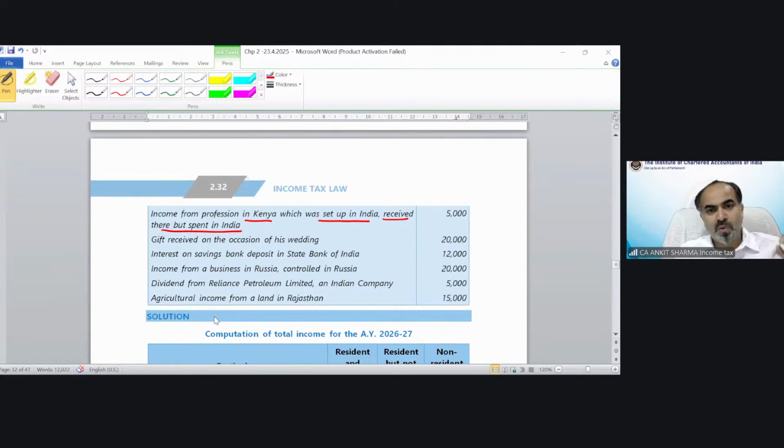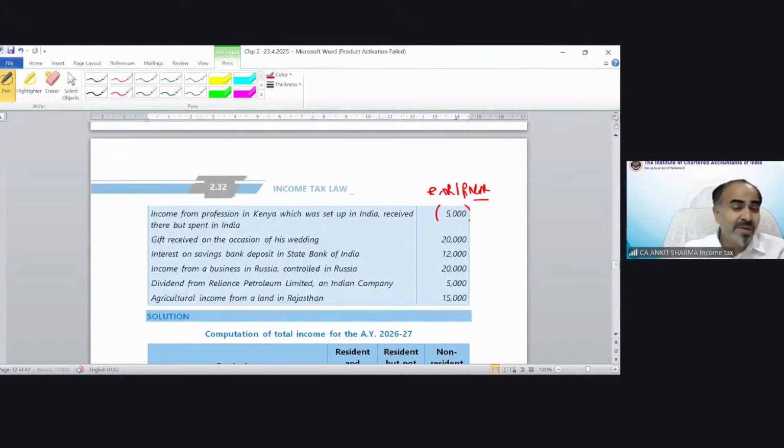So, income from profession in Kenya, received there. Sridhar is saying ROR and NOR is taxable. Tanisha is saying ROR, RNOR. Lohit is saying non-resident. So, correct? Because it's in Kenya and set up in India, received there, in case of ROR it would be fully taxable, and in case of NOR it's also fully taxable. Why? Because it has been set up in India. Non-taxable in case of non-resident.